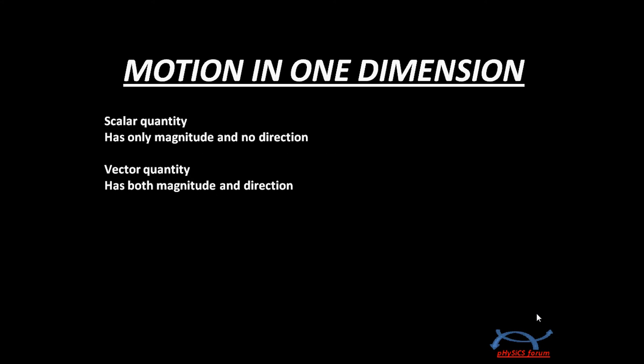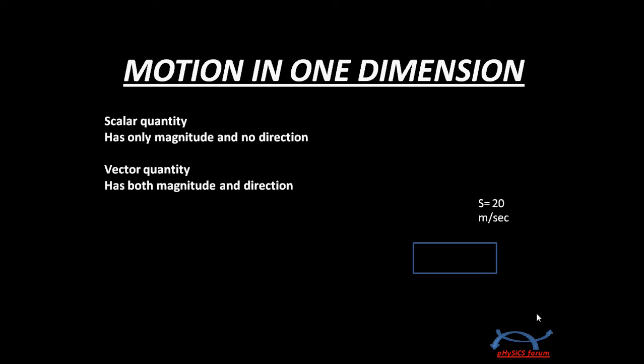Now, what is a scalar quantity and what is a vector quantity? A scalar quantity is something which has a magnitude and no direction. A vector quantity has both magnitude and direction. Okay, let me give you an example. Say this is a car. It is moving with a speed of 20 meter per second. Now, I'm not saying in which direction it is moving. I'm only saying that the speed is 20 meter per second. So this is only the magnitude.